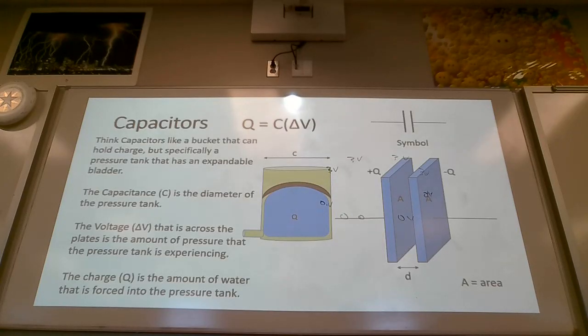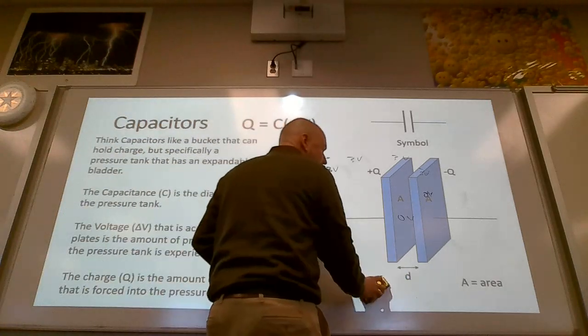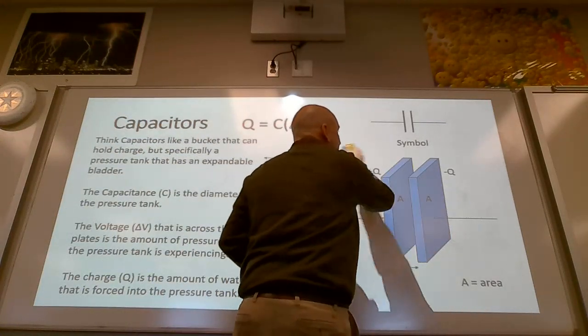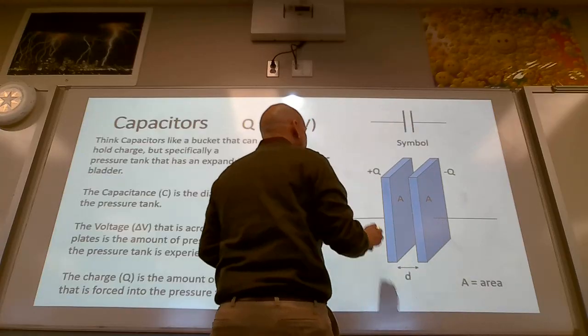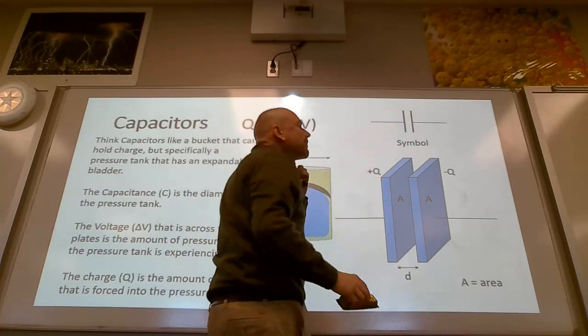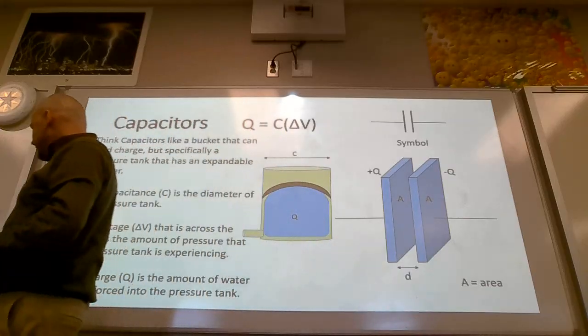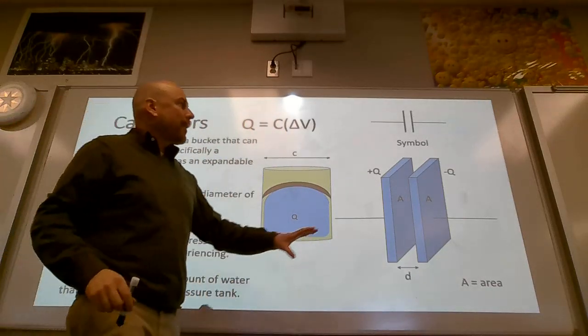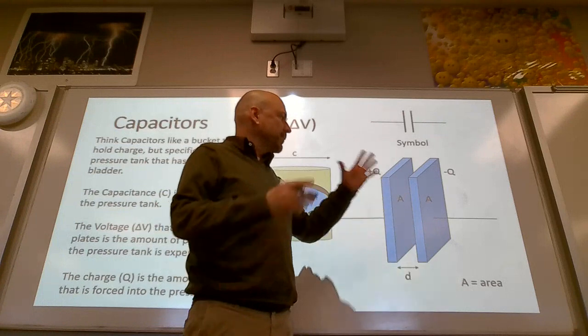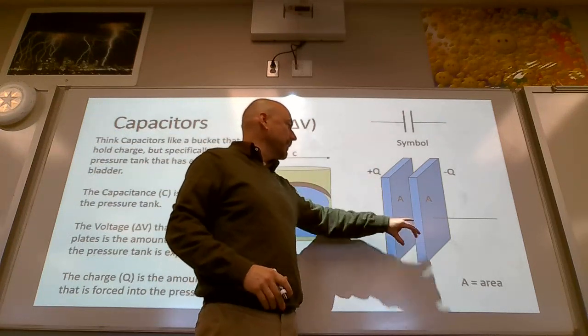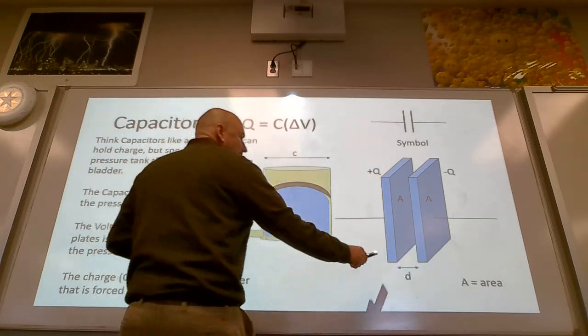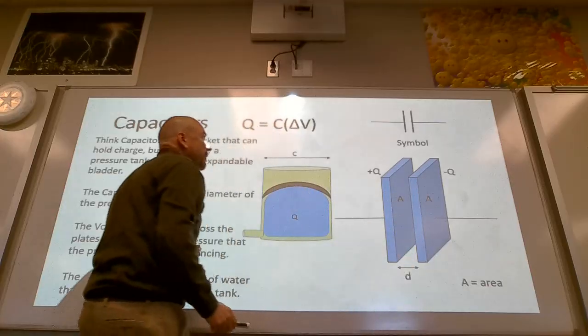A capacitor is symbolized by 2 parallel plates. And the very simplistic capacitor is 2 parallel plates, a certain gap, a certain area.